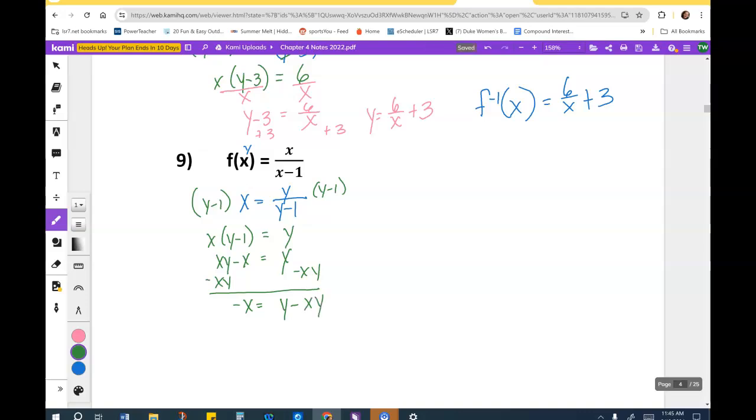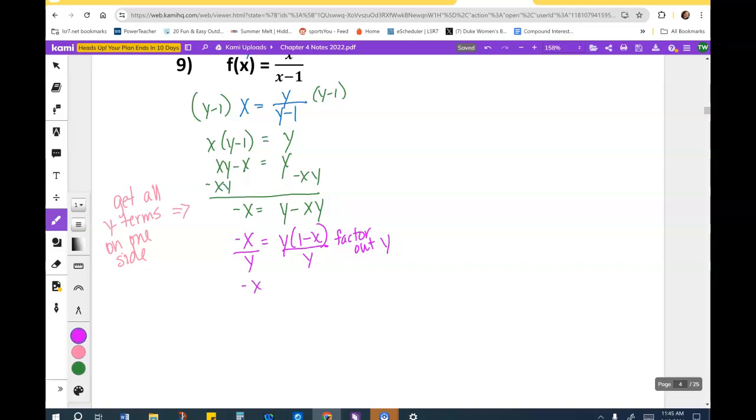Okay, now that my y's are on one side, I'm just going to make a little note here: I want you to get all y terms on one side. Then once I do that, I'm going to factor out the y. Right? y times 1 gives me y, y times negative x gives me negative xy. So we're going to factor out the y, and that equals negative x. So I'm going to divide both sides by the factor.